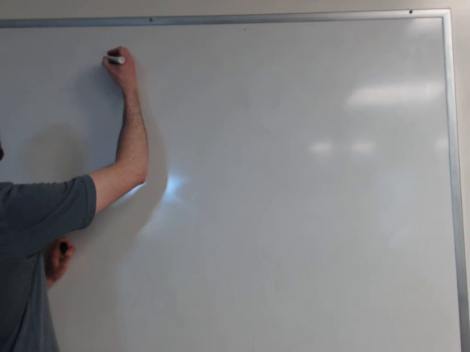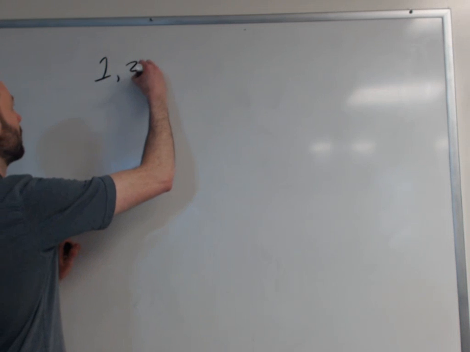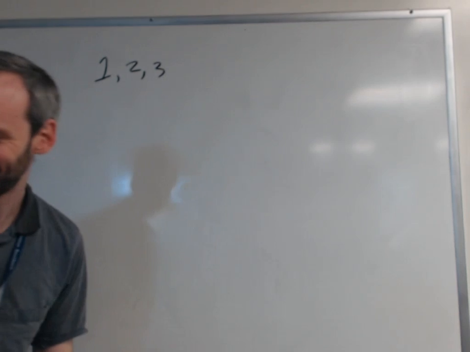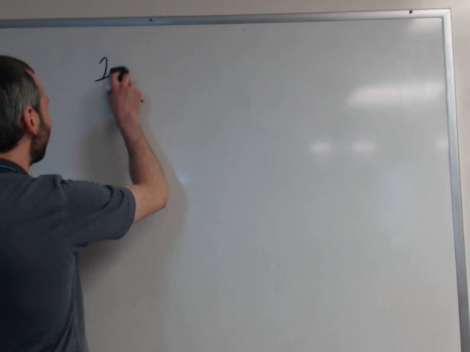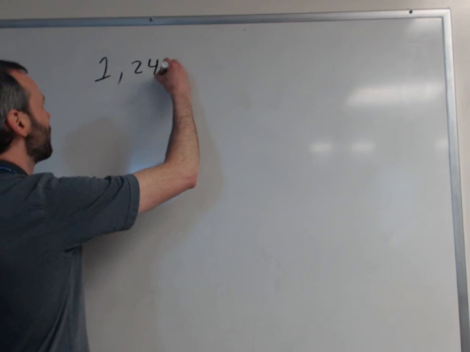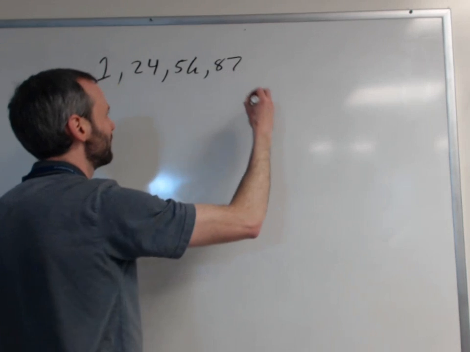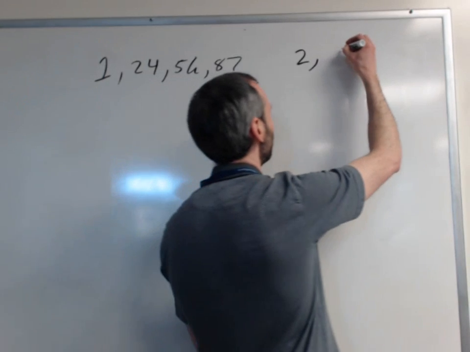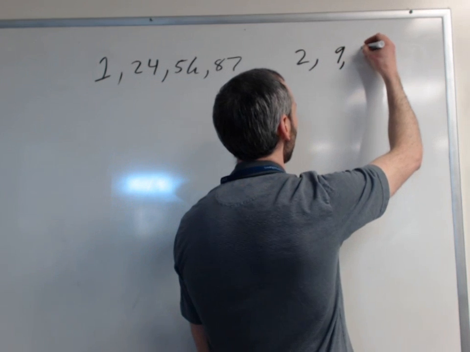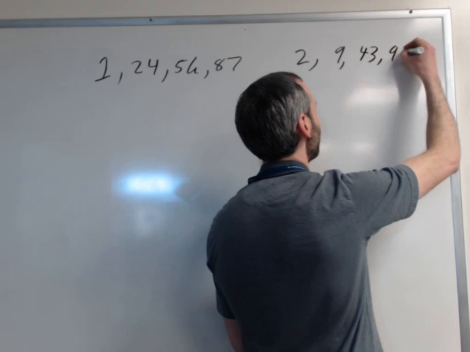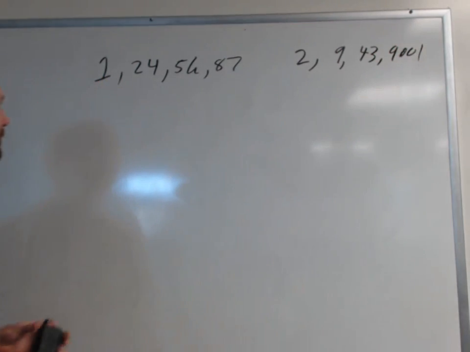Let's do a big example on the board. All right, give me 4 numbers in ascending order. 1, 2, 3, 7. We can't use 7. All right, 24, 56, 87, 2, 9, 43, and 9001. All right. You want to create a list that is sorted in O of n time, where n is the number of elements. How do we go about doing that?